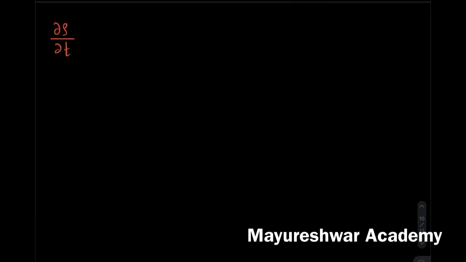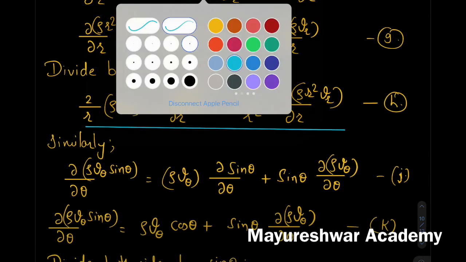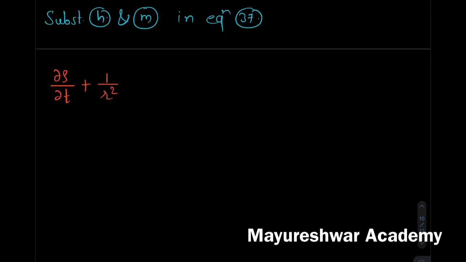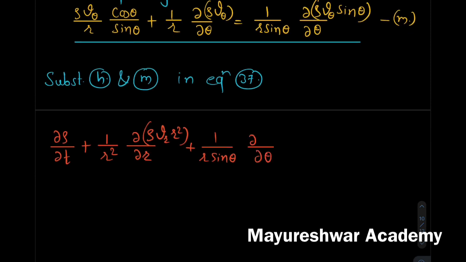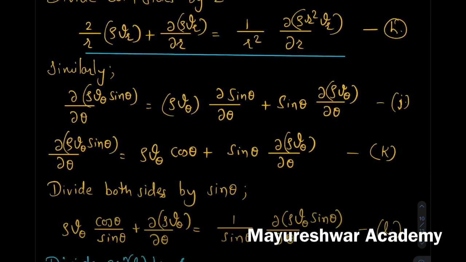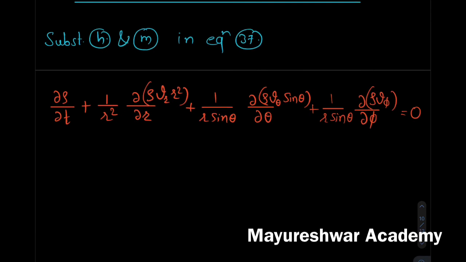So let us rearrange into the final form: d rho dt plus 1 over r squared into partial over partial r of rho vr r squared, plus 1 over r sine theta into partial over partial theta of rho v theta sine theta from equation m, plus 1 over r sine theta, this component as it is, partial over partial phi of rho v phi, is equal to 0. So let us rearrange this.